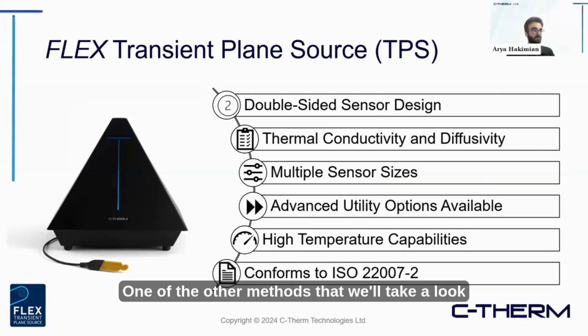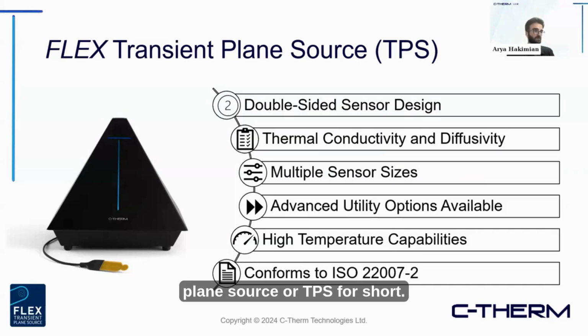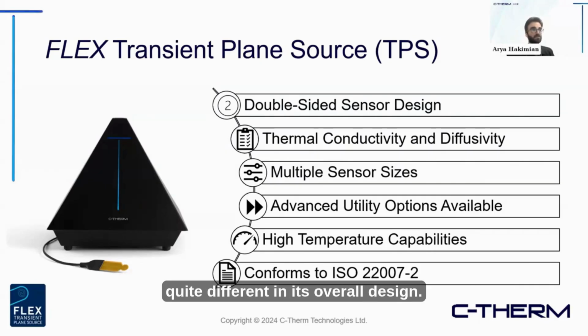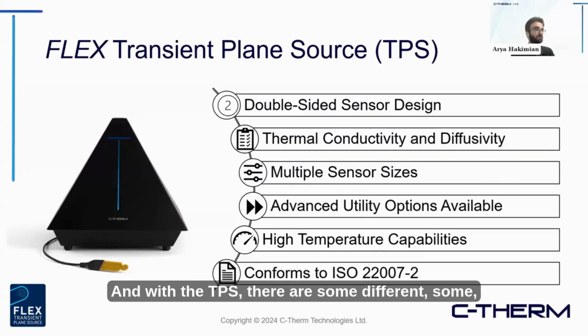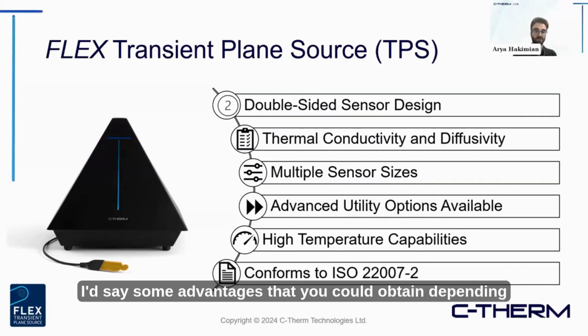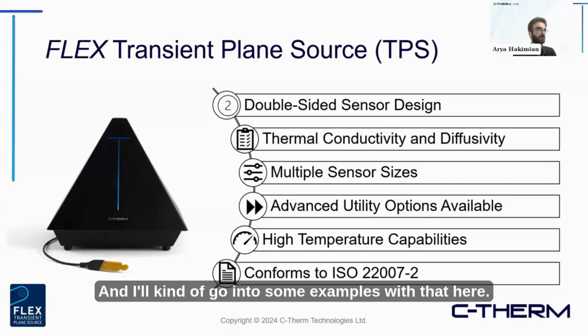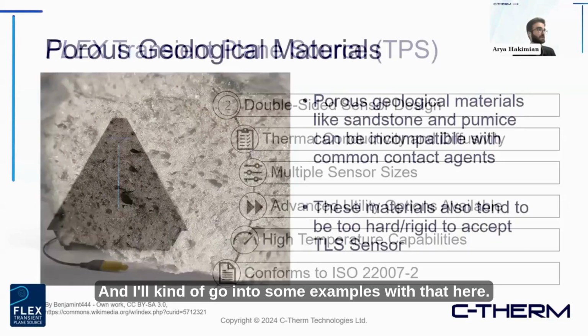One of the other methods that we'll take a look at here is the more traditional flex transient plane source, or TPS for short. Now, the TPS is, as you can see just by looking at the image of the sensor on the left, quite different in its overall design. It's a double-sided sensor. It's thin. It's flexible in nature. And with the TPS, there are some advantages that you could obtain depending on the type of sample that you're testing. And I'll go into some examples with that here.